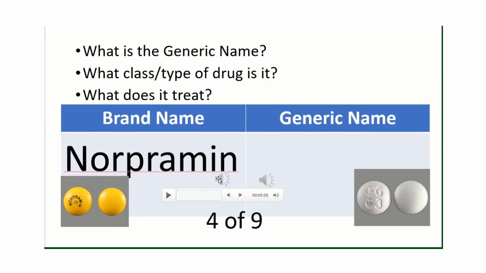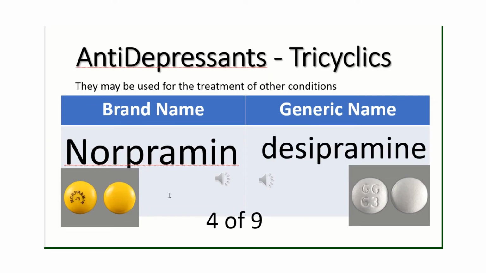What is the generic name for Norpramin? What type of drug is Norpramin? What does Norpramin treat? The generic name for Norpramin is desipramine. Norpramin and desipramine are tricyclic antidepressants. They may be used for the treatment of other conditions.